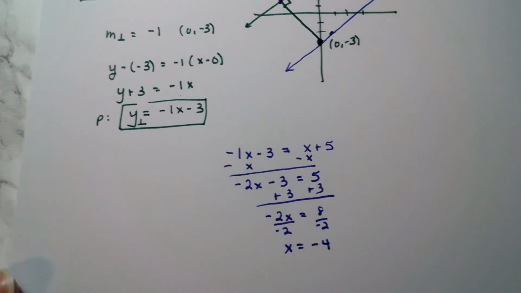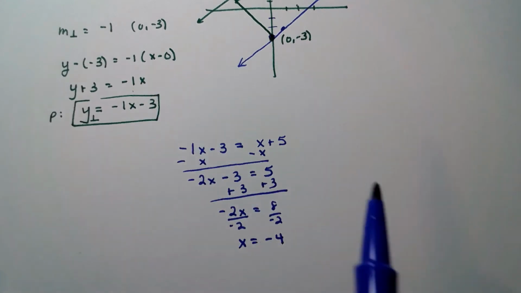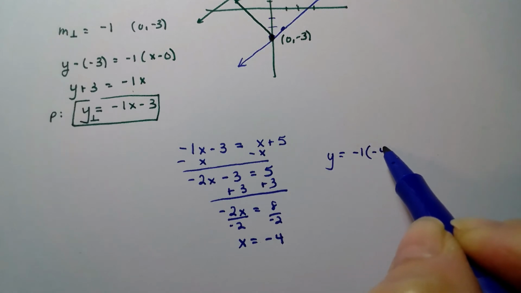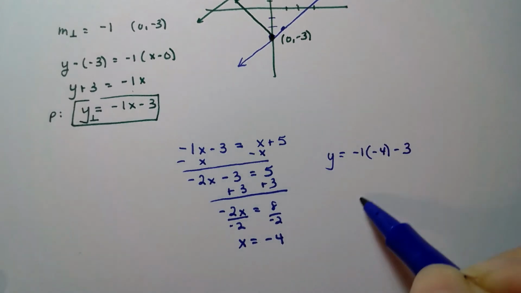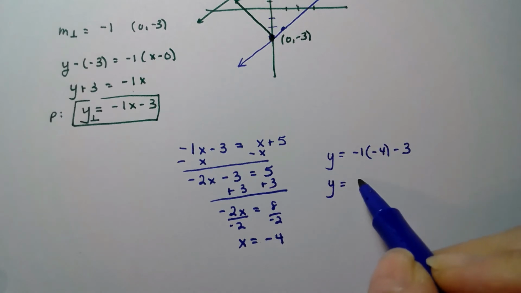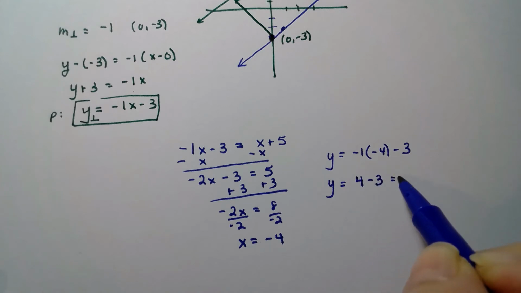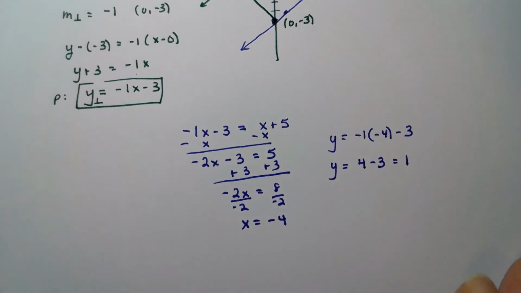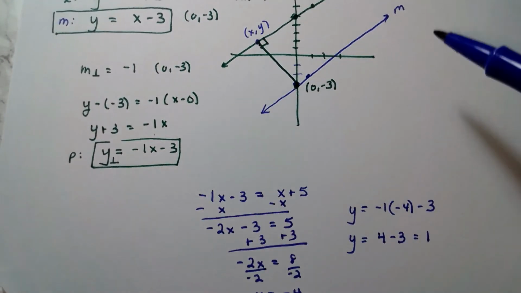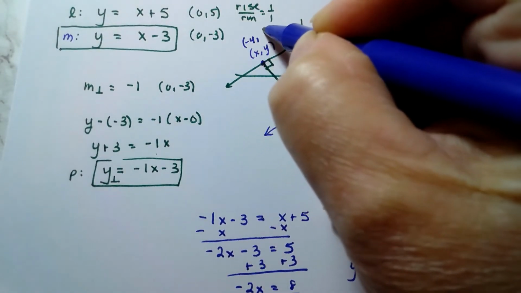To find the y coordinate, pretty simple. I'm going to plug it right back into the perpendicular equation. So y is equal to negative 1 times negative 4 minus 3. You're going to be careful with the signs here. Y is equal to negative 1 times the negative 4 gives us a positive 4. Bring down the minus 3, and 4 minus 3 is 1. So this point here up on line L, x y, is actually the point negative 4, 1.